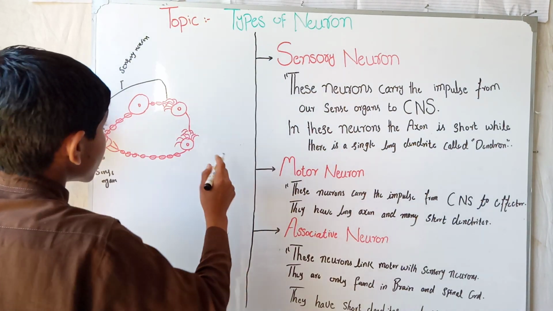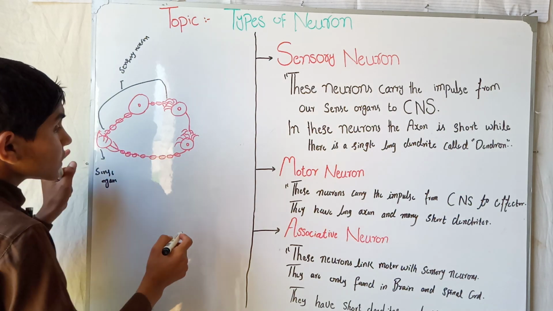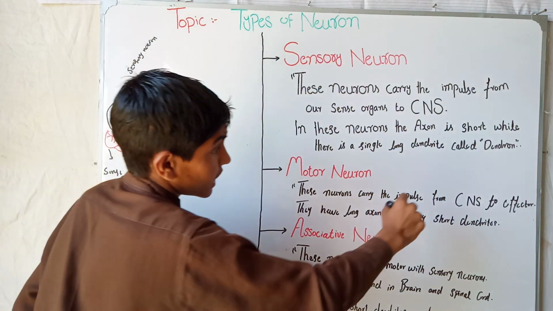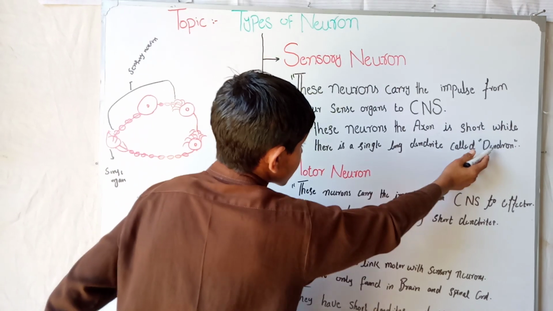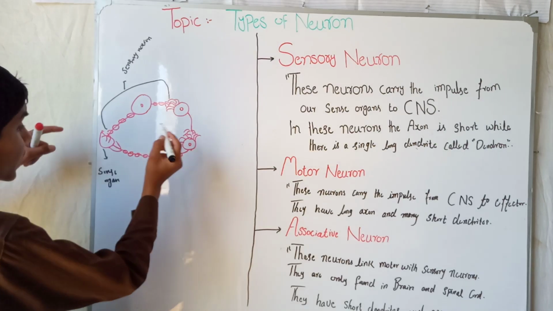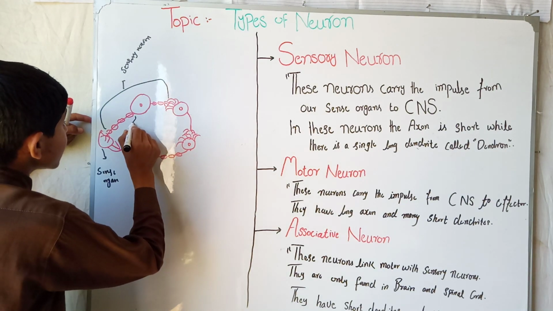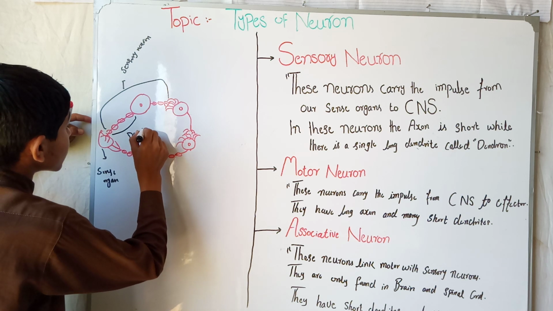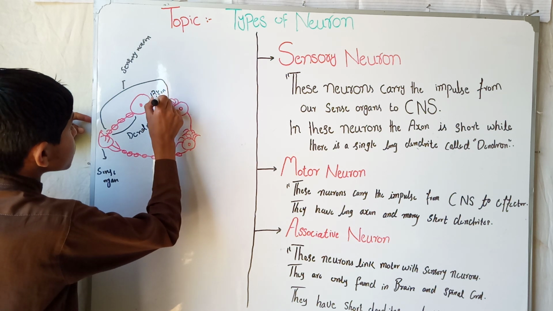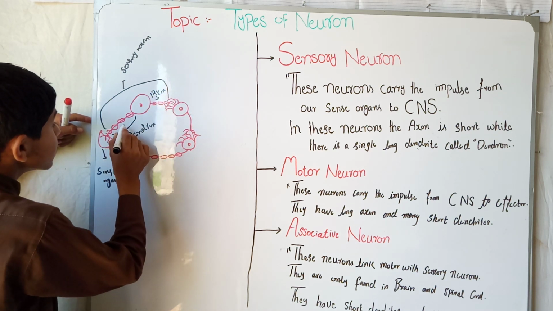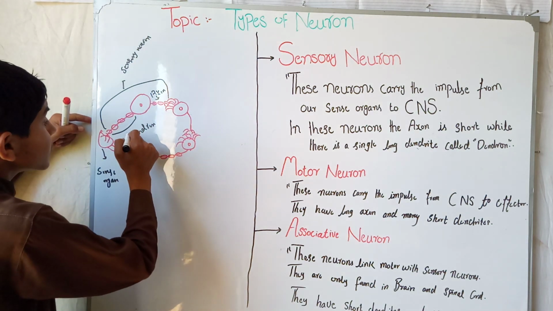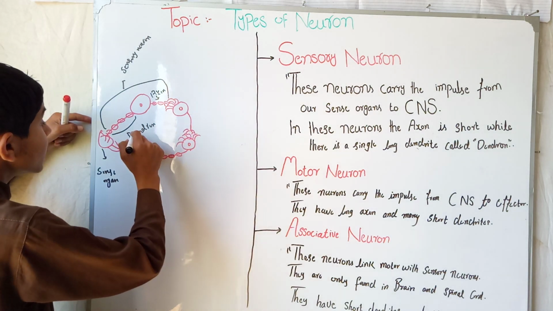In a sensory neuron there is a long dendrite which we call a dendron. When a dendrite is single and long, we call it a dendron, not a dendrite. Single is a dendron and the plural is dendrites. So it has a long dendron, and this is the axon. This small one is the axon and this long one is the dendron. So in a sensory neuron, the axon is short and the dendrite is long.